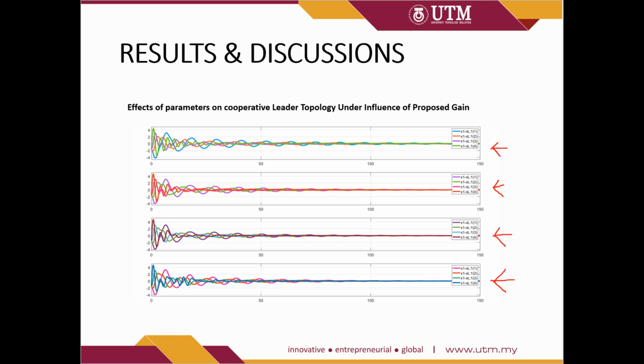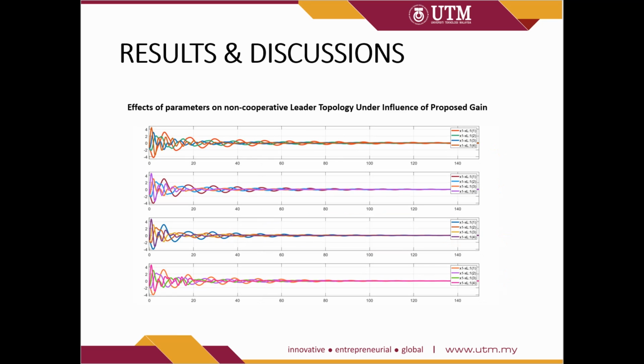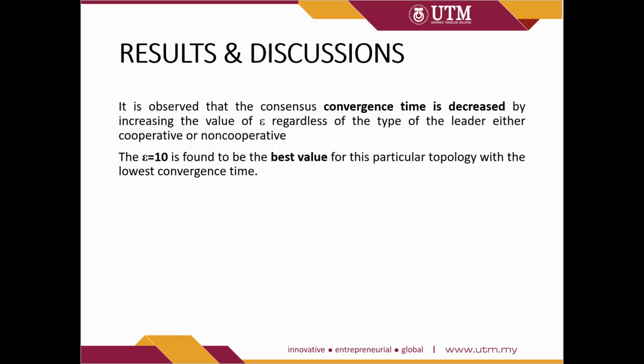As you can see, also from here you can see that the third graph, which is epsilon value is set to 10, is the fastest response. Therefore, it is observed that from the consensus, the convergence time is decreased by increasing the value of epsilon, regardless of the type of the leader, either cooperative or non-cooperative. However, when epsilon is set to 10, it is found that this is the best value for the particular topology with the lowest convergence time.